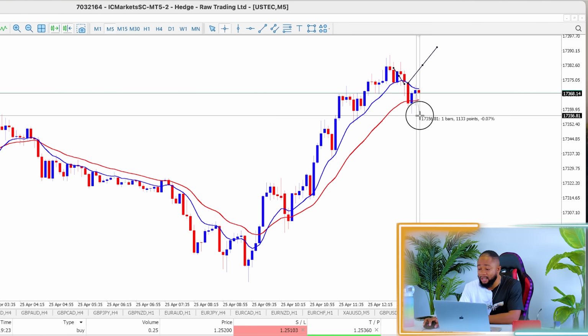Remember, this is NASDAQ, and on NASDAQ, the pip value is totally different.